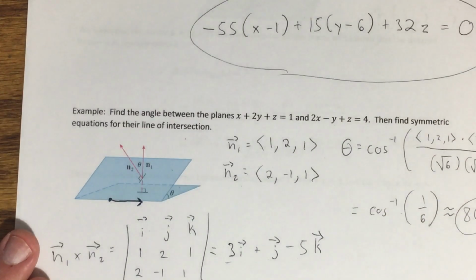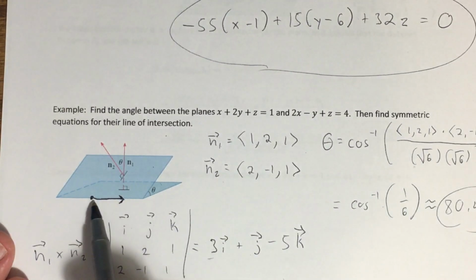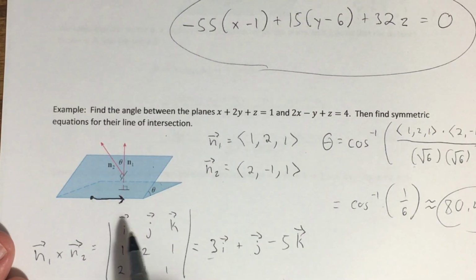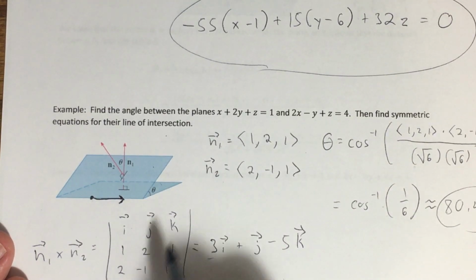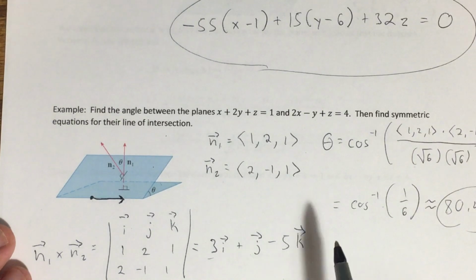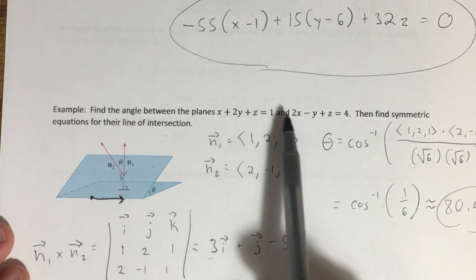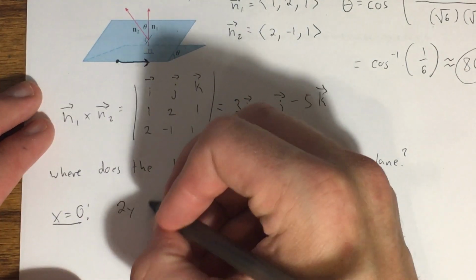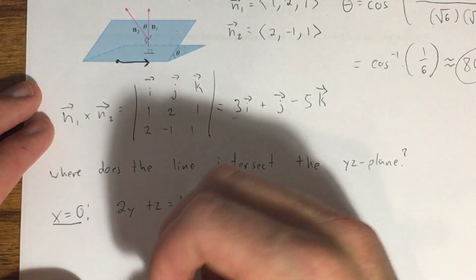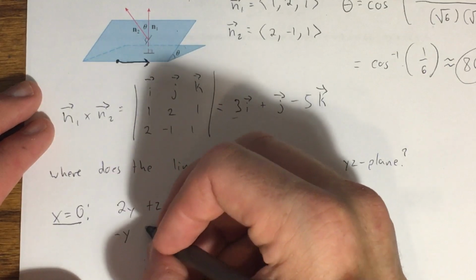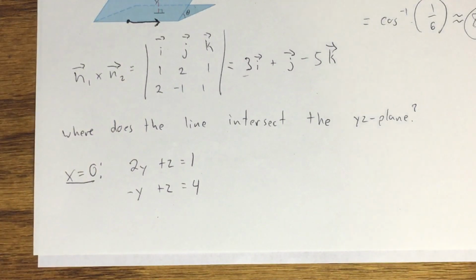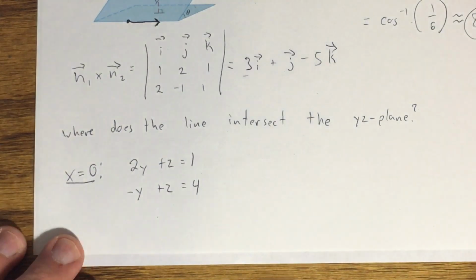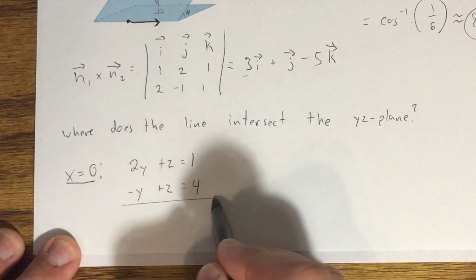Well, think about where this line came from in the first place. This line is the intersection of these two planes. So any point on that line has to simultaneously belong to both planes. If I'm specifically looking for a point where x is equal to 0, I can plug 0 in for x in each of these equations, giving me 2y plus z equals 1 for the first equation, and negative y plus z equals 4 for the second equation. And if you notice now, I have a system of two equations and two variables. That's very, very easy to solve.